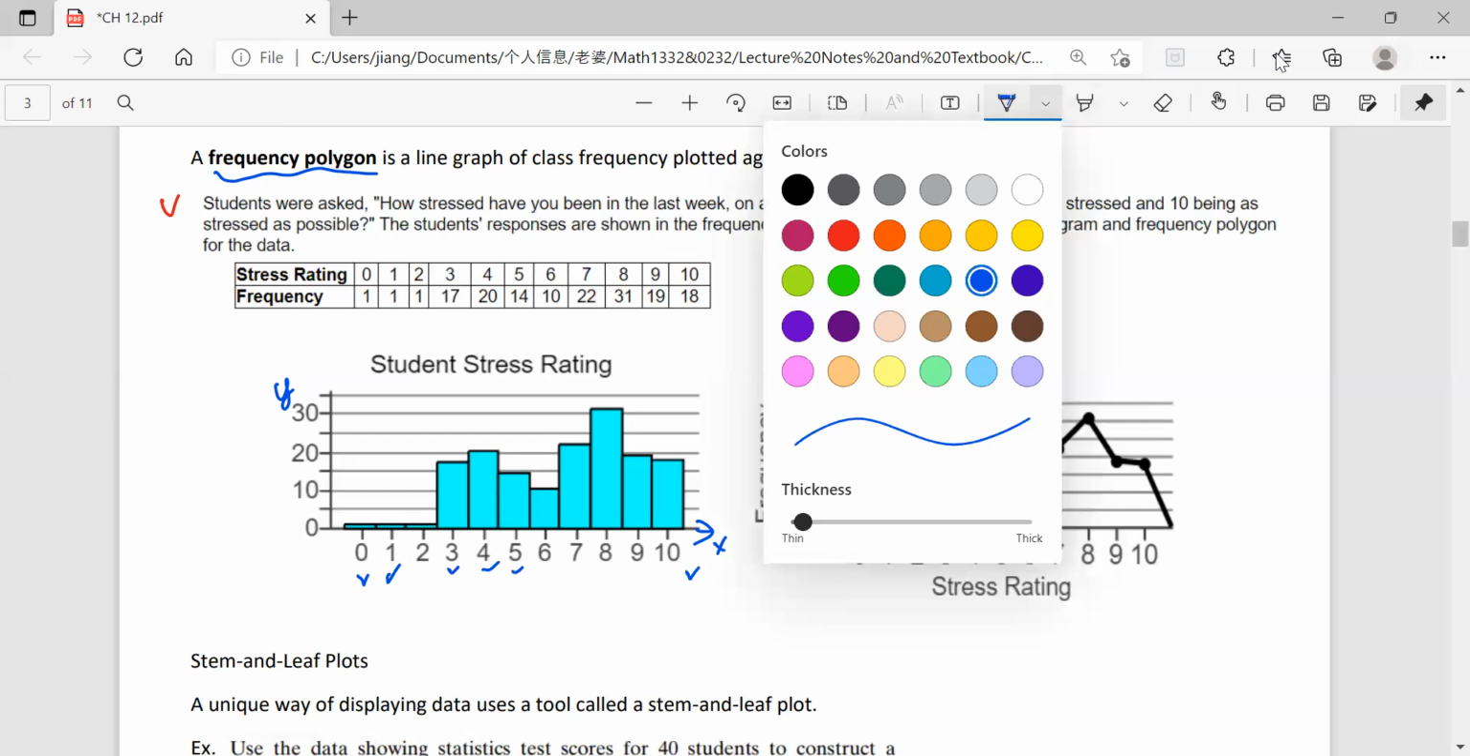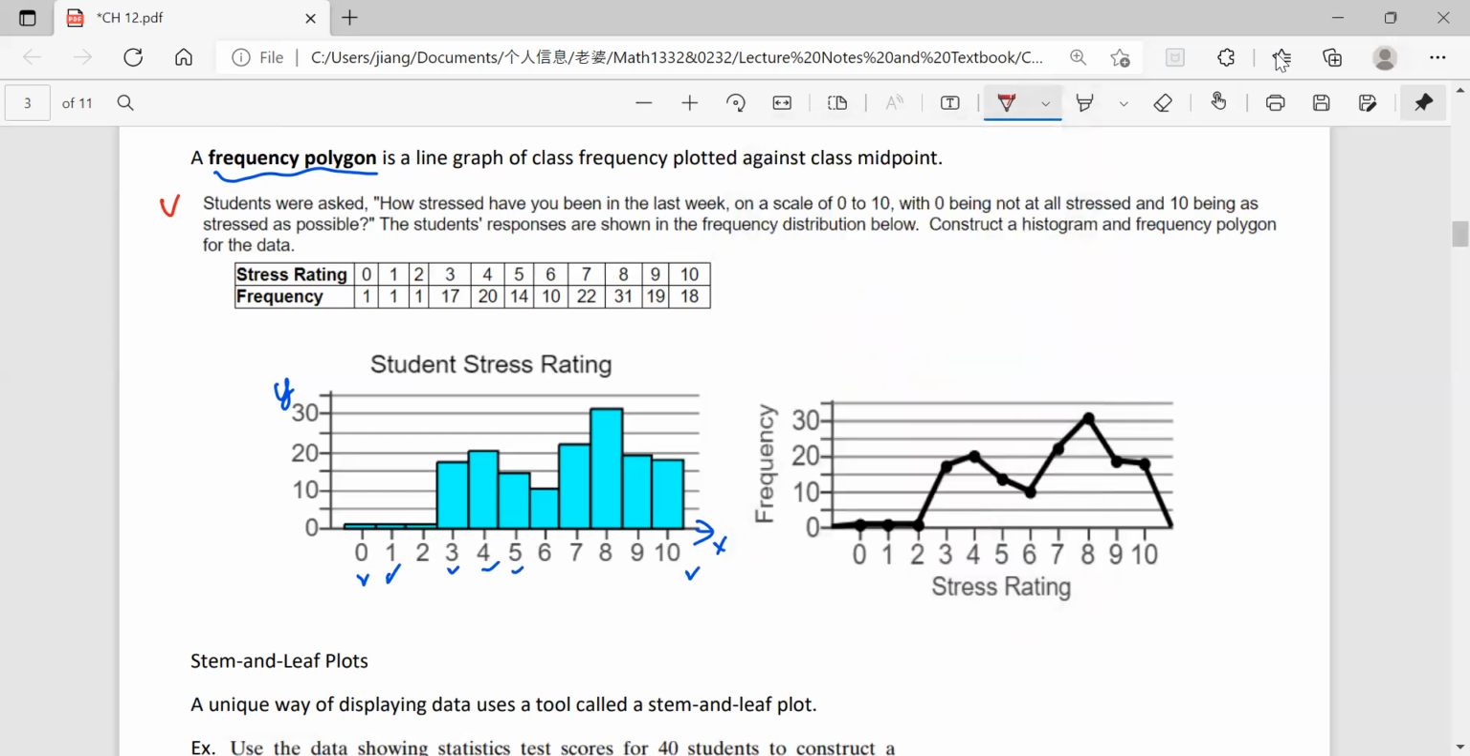And then I got my histogram. And how to convert the histogram to the frequency polygon? So we just define the midpoint on the top of the bar, and then line them up. So this one is a straight line. And then go up, go down, go down, go up, go down, like this. And later we delete the bars. We will have this kind of frequency polygon graph.